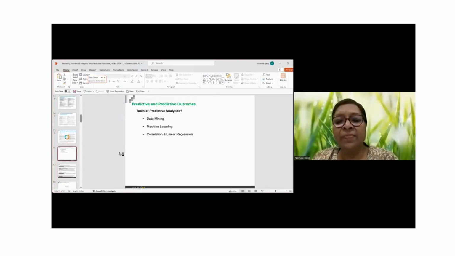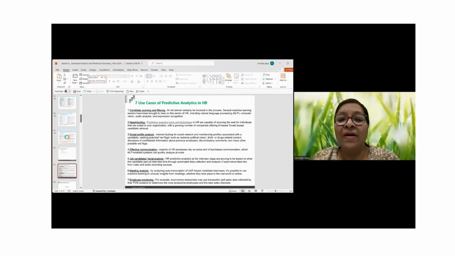Now, let me quickly come to where all we can use predictive analytics, because we need to do a lot of technical stuff today. You can use predictive analytics in candidate sourcing and filtering, for headhunting, for communication, for meeting analysis, employee monitoring. The list goes on. So you can use predictive analytics in all these areas.